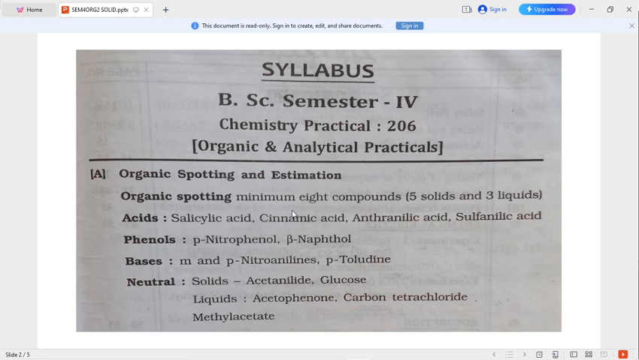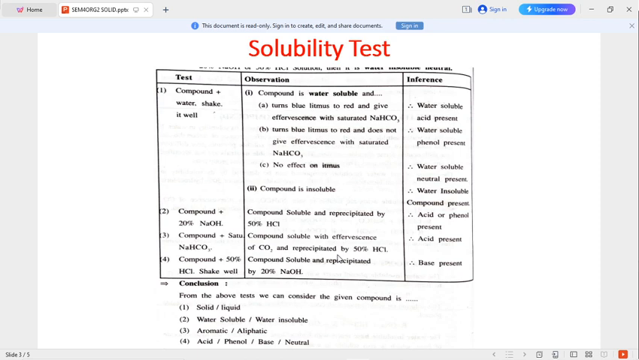Let me tell you, in your curriculum, compounds with multiple functional groups are there. Only two phenols, paranitrophenol and beta-naphthol. And as you know, compounds with the nitro group are yellow colored. Only three bases, para-toluidine and meta- and para-nitroanilines, and only two solid neutrals, acetanilide and glucose. So let us see how easily we can identify them.